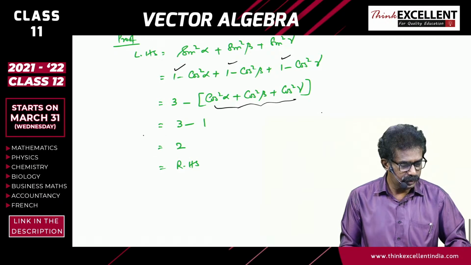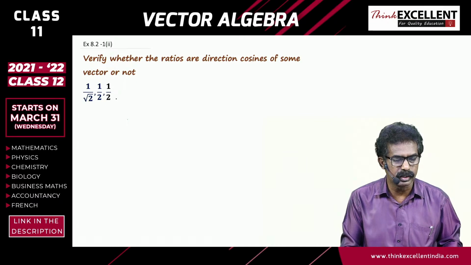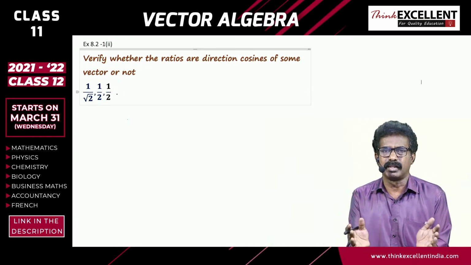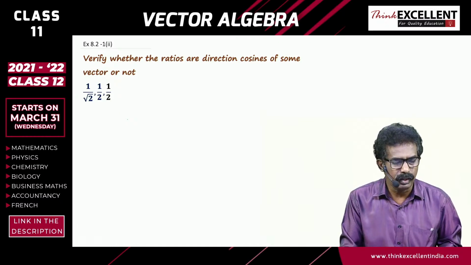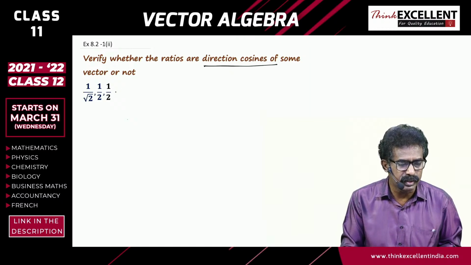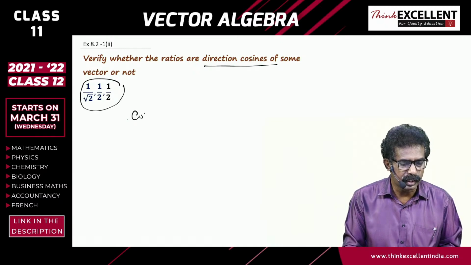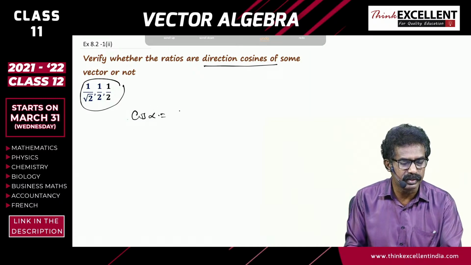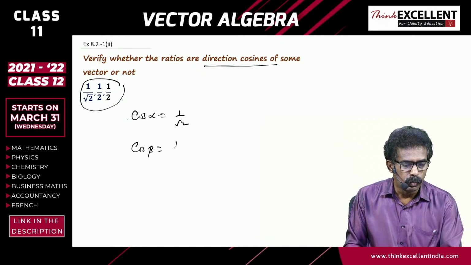Now in the second exercise, I'm going to take a few questions. All very simple questions. Look at this. What we studied now is important, and if the concepts are clear, you can answer any question. Look at this one. Verify whether the ratios are direction cosines of some vector. What they have given: cos alpha is equal to 1 by root 2, cos beta is equal to 1 by 2, cos gamma is equal to 1 by 2, right?